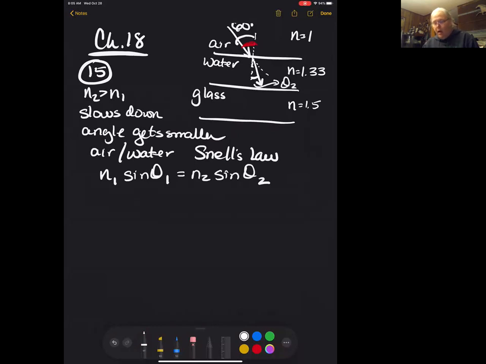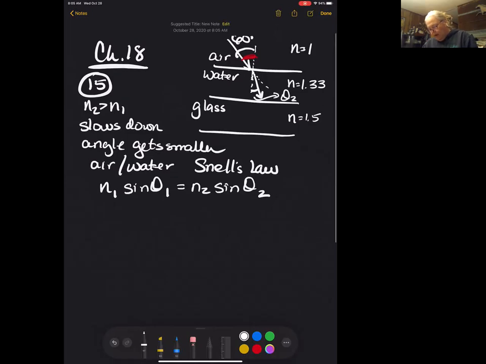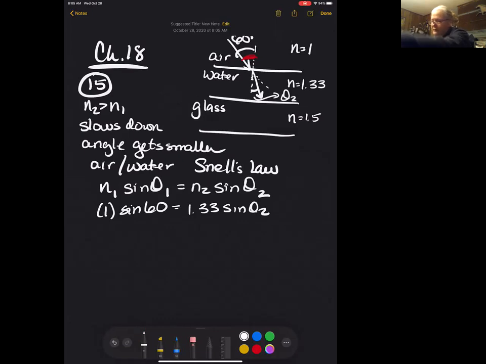Okay. All right. So I'm going to go ahead and put in what I know. So I know the n1 is 1 because it's air, times the sine of 60 equals n2, which is 1.33, times the sine of theta 2. Okay, now, I'm trying to find where I stuck my calculator. I don't see it. So I find that angle.